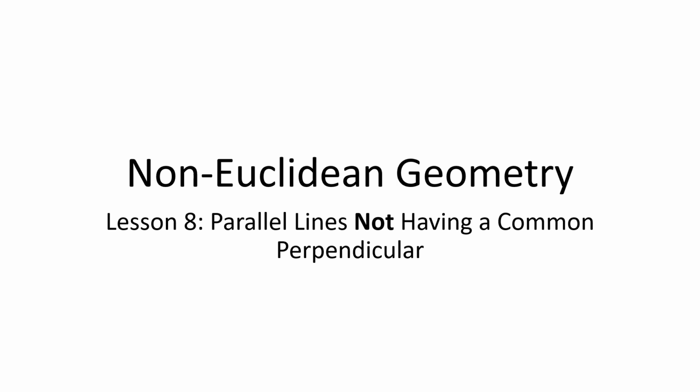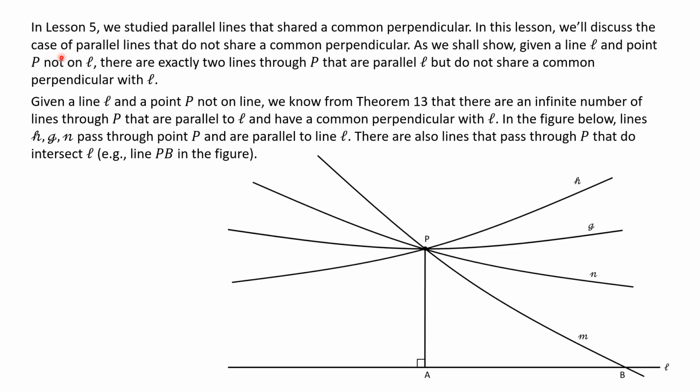You may recall from a previous lesson we talked about parallel lines that had a common perpendicular. In this lesson we're going to talk about parallel lines that do not have a common perpendicular. In Lesson 5 we studied parallel lines that shared a common perpendicular. In this section we'll discuss the case of parallel lines that do not share a common perpendicular.